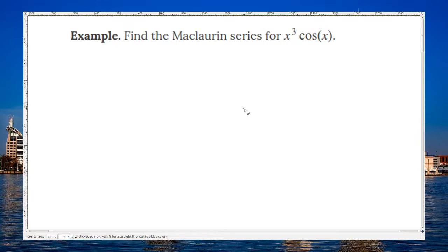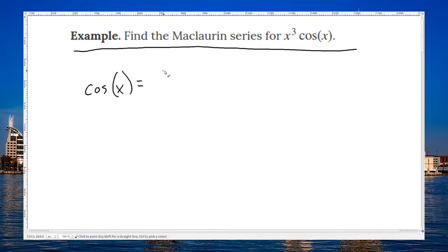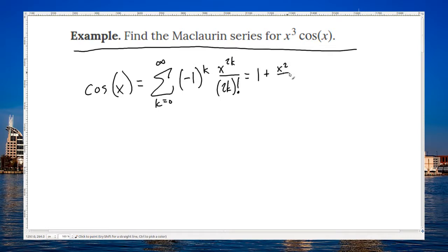One thing that's nice about power series is that they behave a lot like polynomials. So for example, if we wanted to find the Maclaurin series for x cubed cosine of x, we could start with the Maclaurin series for cosine of x, which we already know. It's the sum from k equals 0 to infinity of -1 to the k power x to the 2k over 2k factorial. And if we wanted to expand that, we would get 1 plus x squared over 2 factorial, excuse me, not plus, because that -1 makes it alternating.